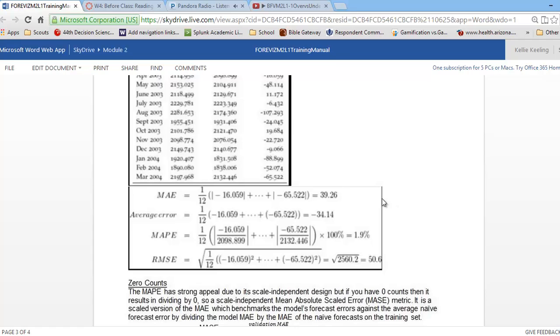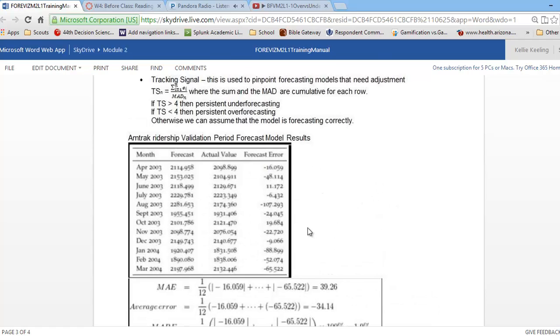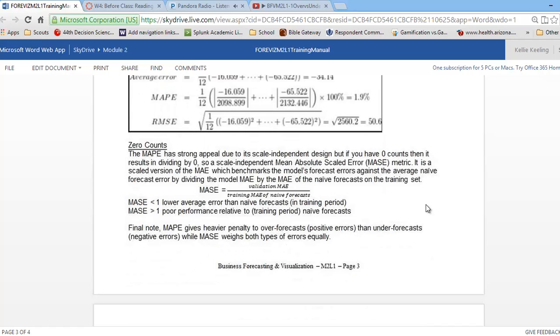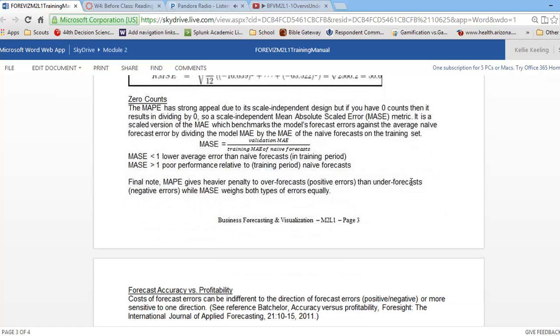And this allows us to come up with the actual tracking signal. I've summarized, this is a screenshot out of the book that shows how to calculate some of these different calculations. It doesn't have the tracking signal on it, and we'll go through an example together that includes all of these. One other thing that is added, there's another measure called the MASE, the mean absolute scaled error.